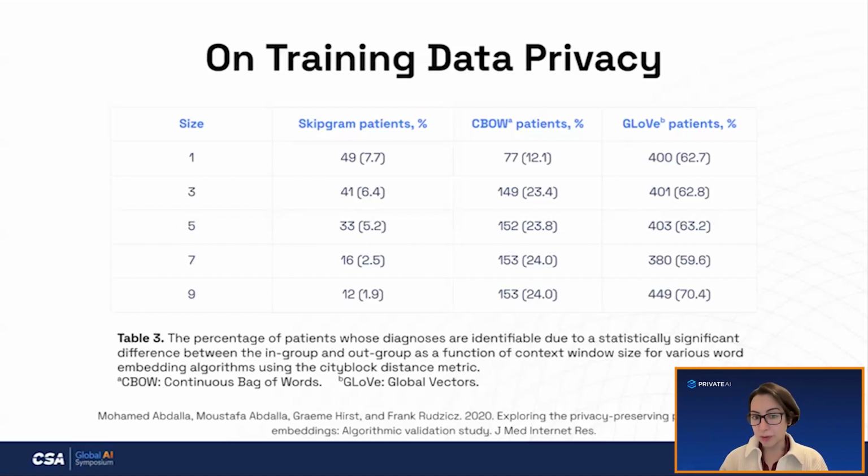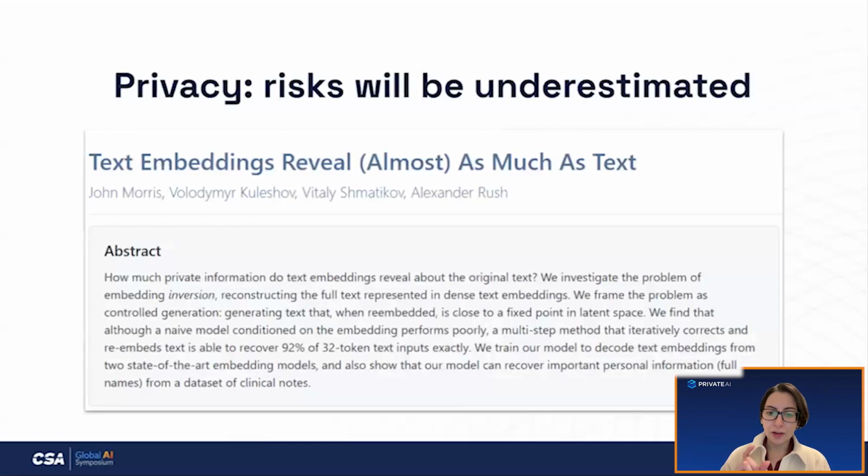Which disease a particular person was most likely to have been mentioned next to, in particular, was sensitive. And this more recent research paper showed that even with really dense embeddings, you can recover up to 92% of the original data. In this case, it showed that you could recover important personal information, like full names, from datasets of clinical notes. So when you're creating these embeddings for your models, you also have to be cautious about that.